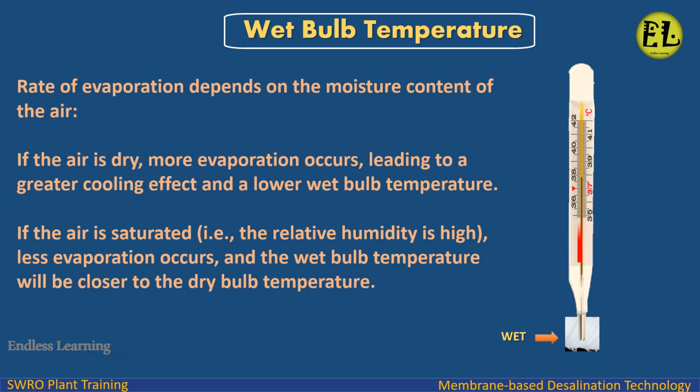The rate of evaporation depends on the moisture content of the air. If the air is dry, more evaporation occurs, leading to a greater cooling effect and a lower wet bulb temperature. If the air is saturated, i.e., the relative humidity is high, less evaporation occurs, and the wet bulb temperature will be closer to the dry bulb temperature.